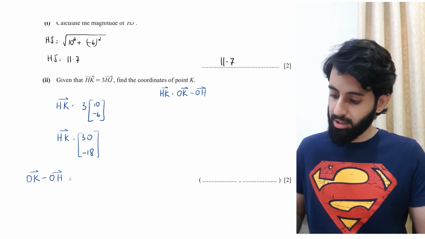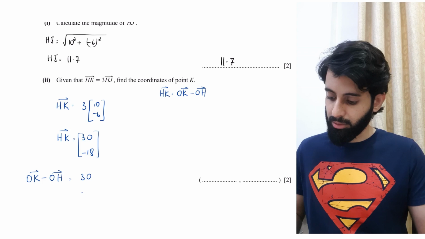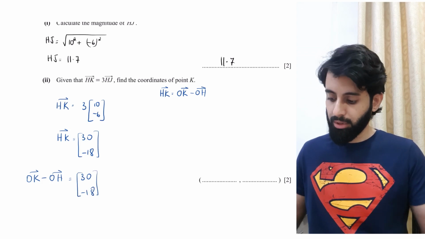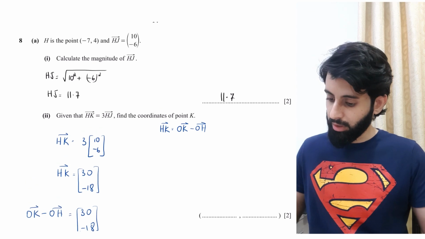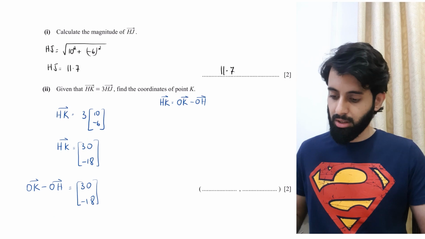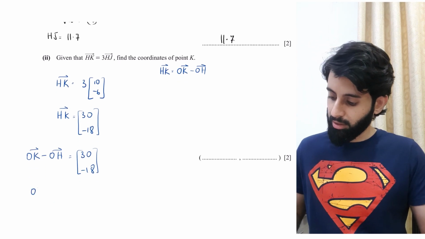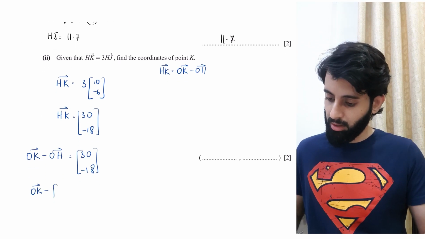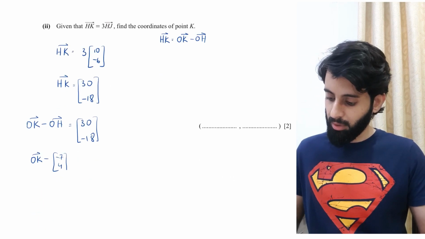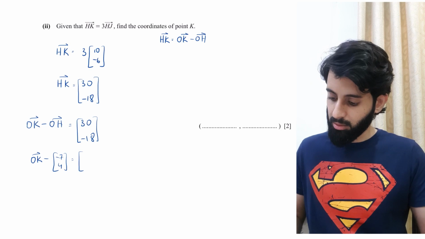So HK is basically equal to 30, minus 18, and OK minus OH. Now there are two things that are not known here. One of them is given to us in the question, and that is the coordinates of the point H, which are minus 7, 4. So I'm simply going to replace that with minus 7, 4. Be careful of the signs.